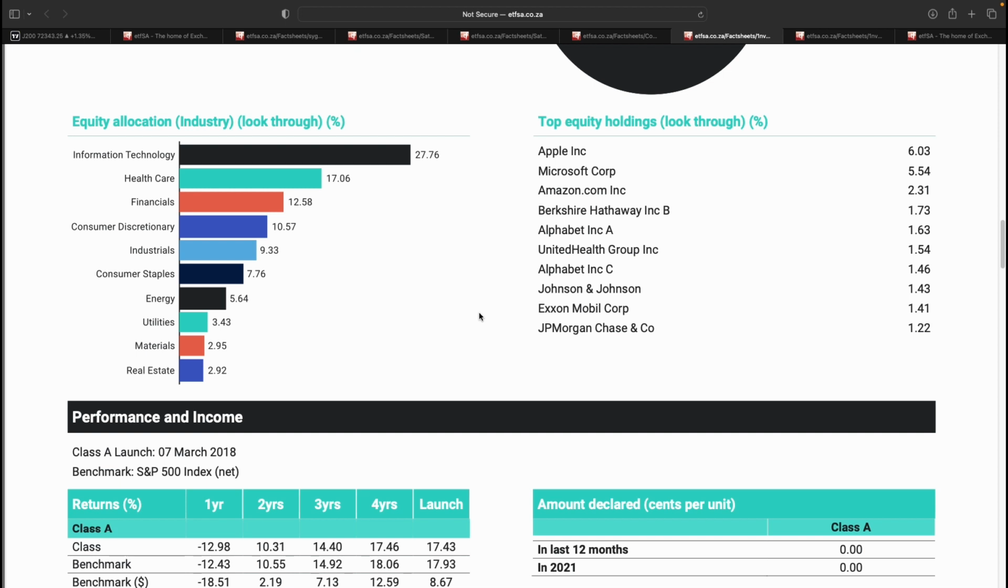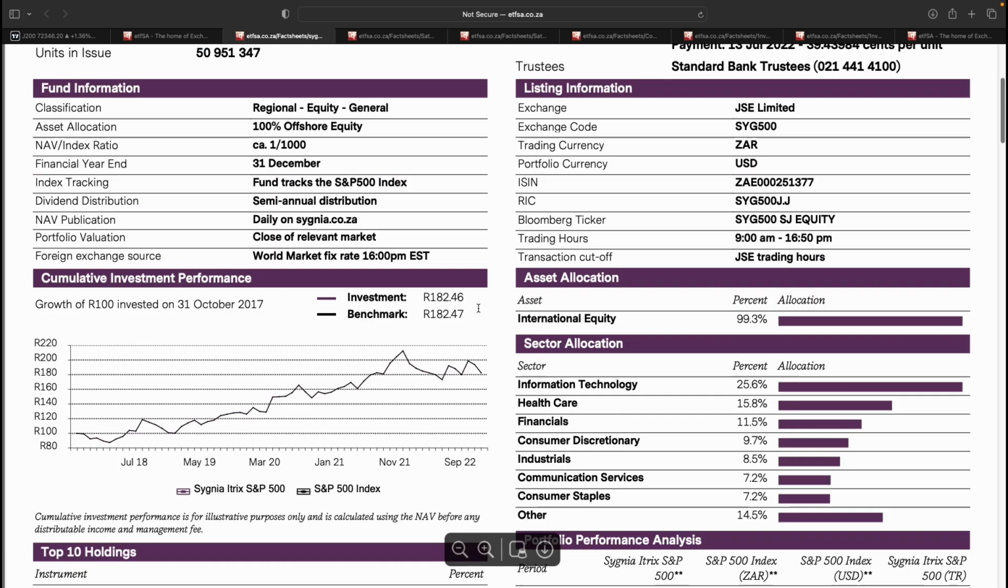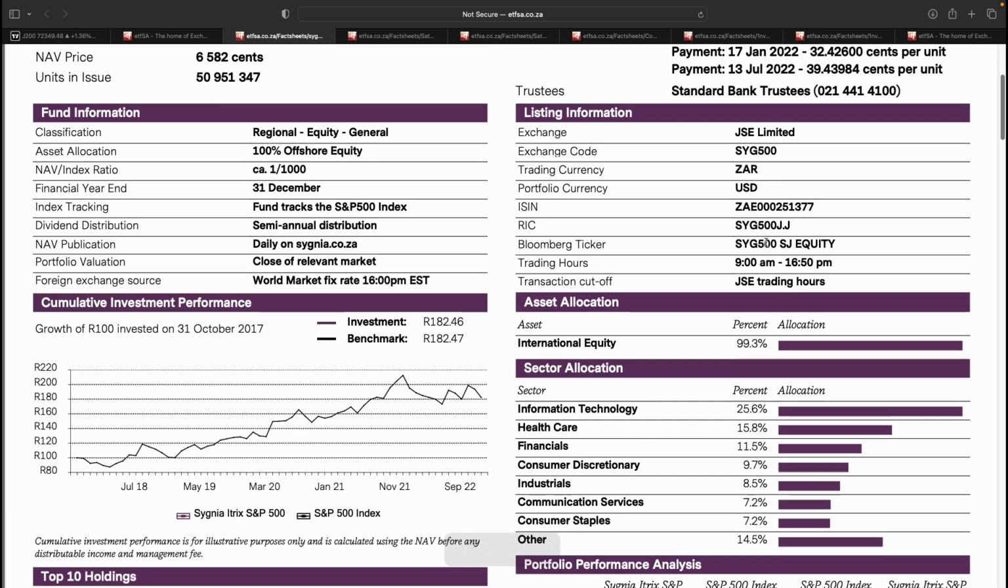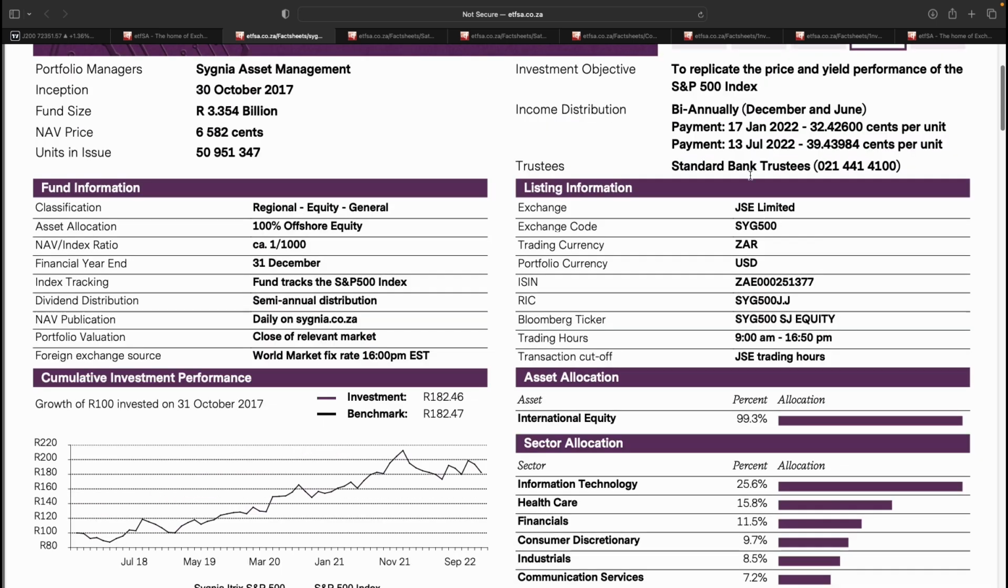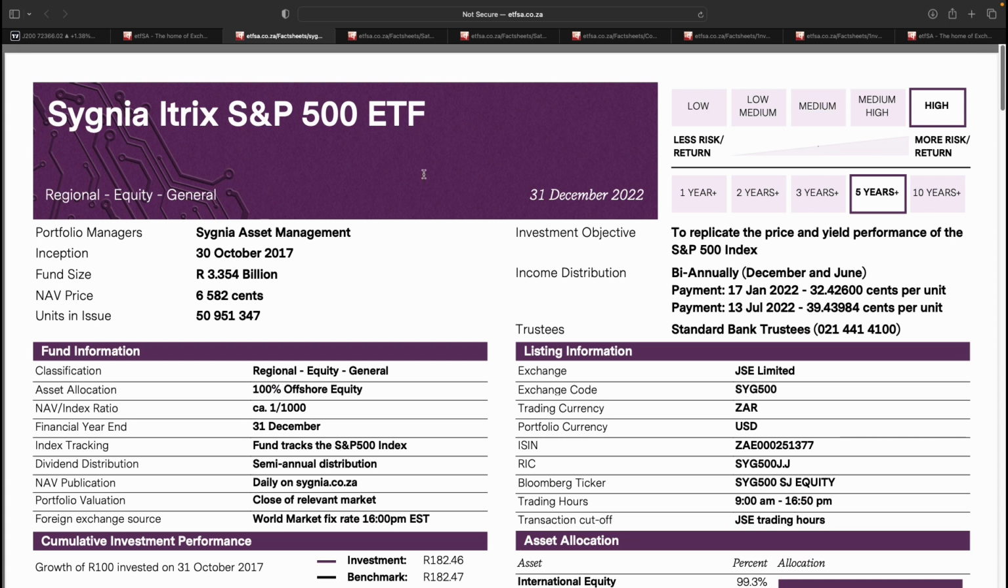So buying Sygnia, Satrix, Coreshares, OneVest, I will still be buying the same thing. So I don't need to buy the same thing. I'm comfortable with receiving the distributions biannually. But for the people that love to receive distributions every now and then, maybe you can consider buying the Sygnia Itrix S&P500 and the Coreshares S&P500, so that at least you receive the distributions on a quarterly basis.